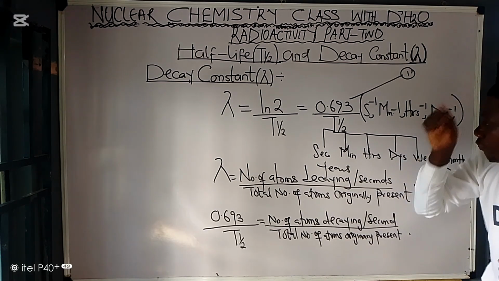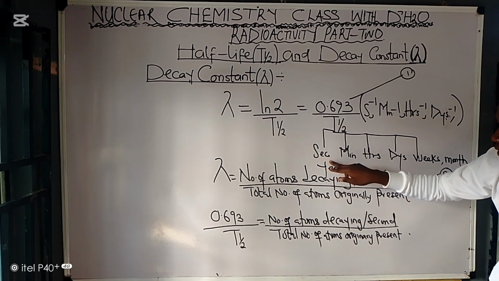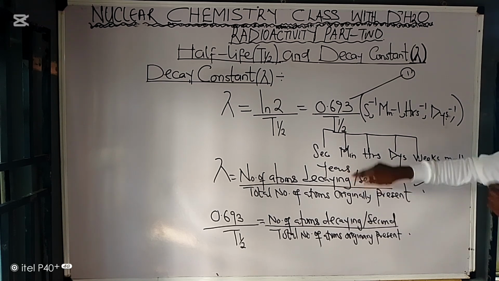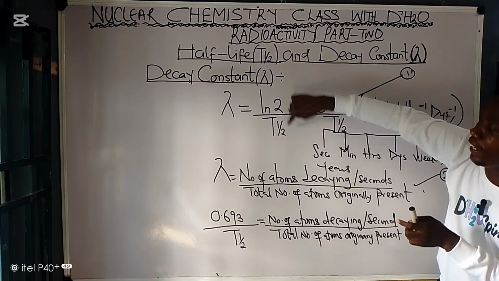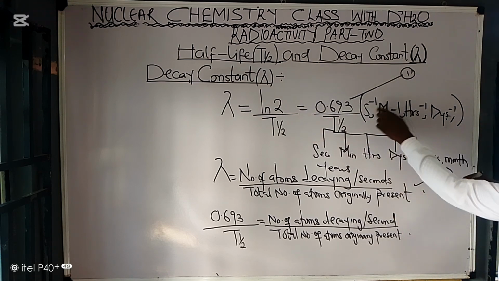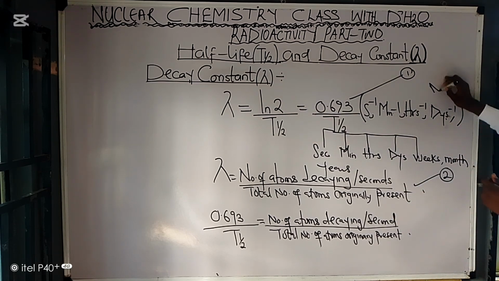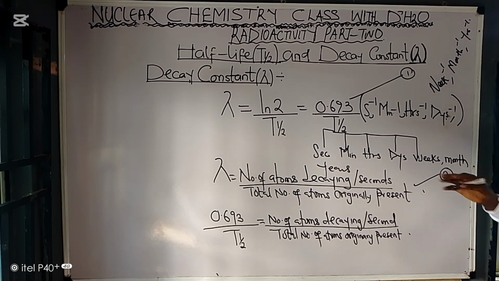And again, don't forget that half-life can be in seconds, minutes, hours, days, weeks, months, or years. Then your decay constant, which is the inverse of half-life, will be in per second, per minute, per hour, per day, per week, per month, or per year. Note it, okay? It is just the inverse of your half-life.